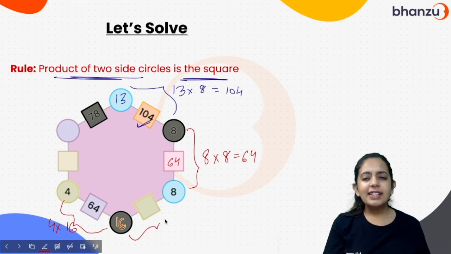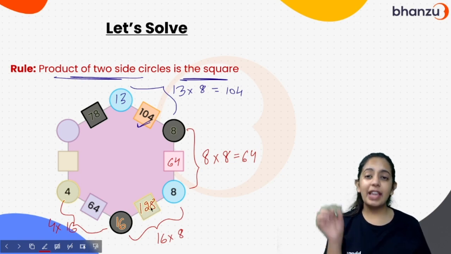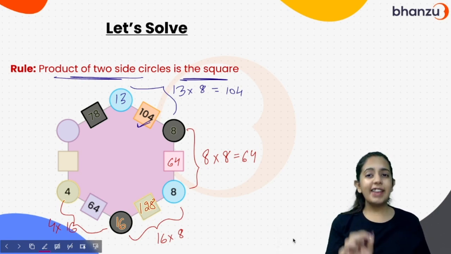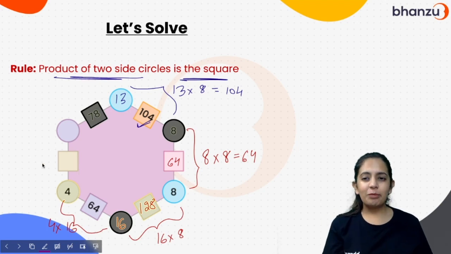Okay, now 16 times 8 is how much? Yes, it is 128. So therefore 128 is going to come in this square box. Now just 2 places are left to be filled. So tell me, what is going to come in this circle?